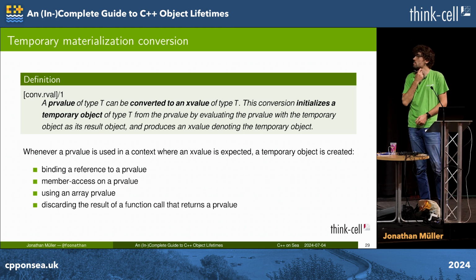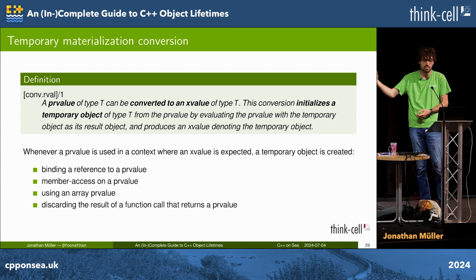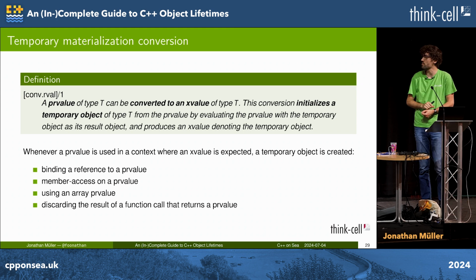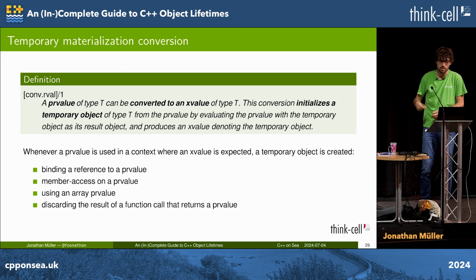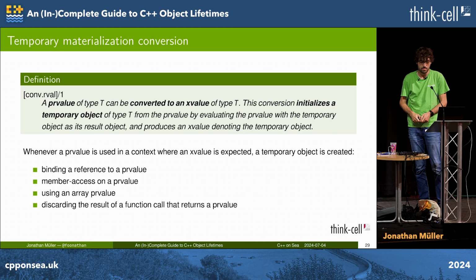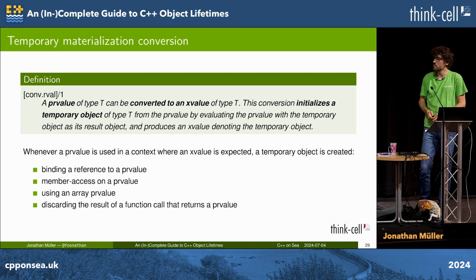Or the final one, when you have a function that returns a PR value. So let's say you have a function that returns a std::string by value, and then you call it and you do nothing with the result. You still want the destructor to run. And the destructor is a member function, so we need the this pointer. So we need to put the PR value somewhere. So we create a temporary object, initialize it with the PR value, and call the destructor in order to properly clean it up. So that's why temporaries are created.